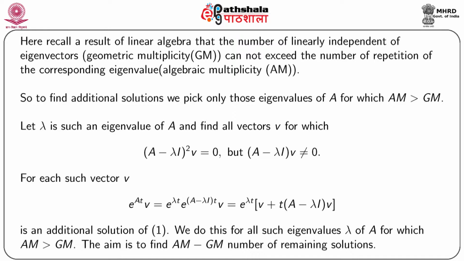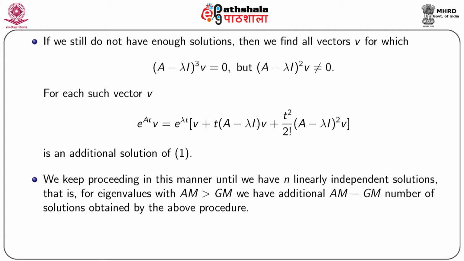We do this for all such eigenvalues lambda of A for which the algebraic multiplicity is greater than the geometric multiplicity, in short AM greater than GM. The aim is to find AM minus GM number of remaining solutions. If we still do not have enough solutions, then we find all vectors v for which (A minus lambda I) cube v is equal to 0, provided (A minus lambda I) square v is not equal to 0.